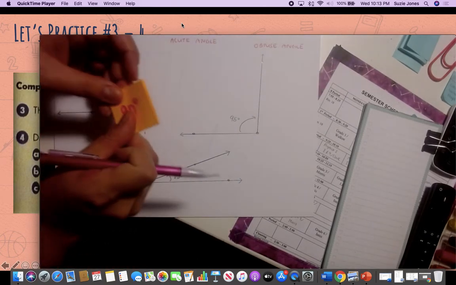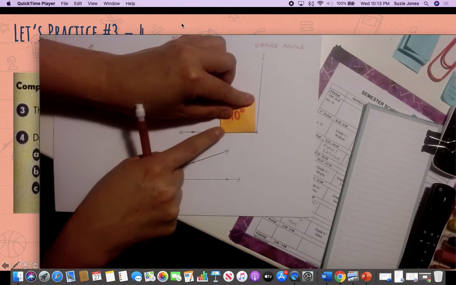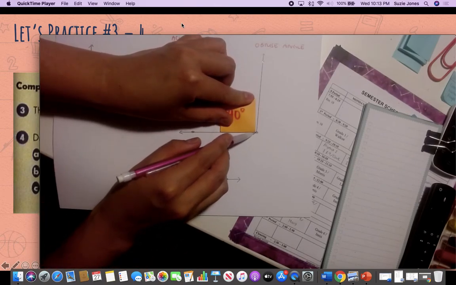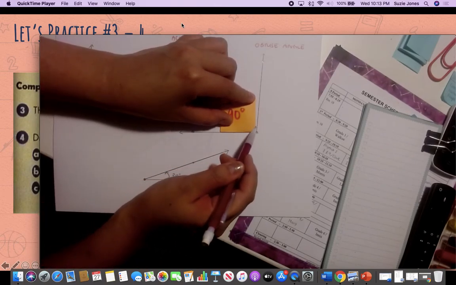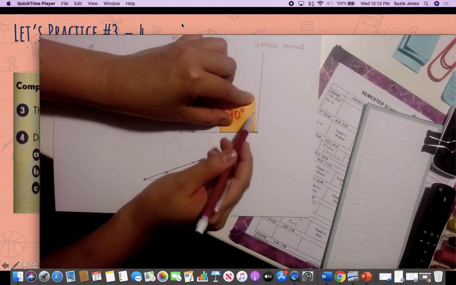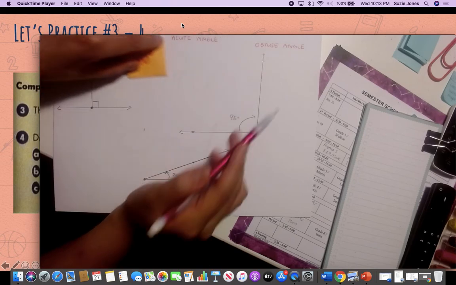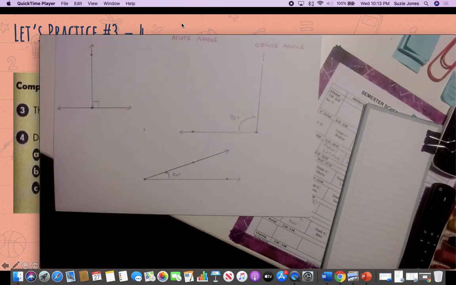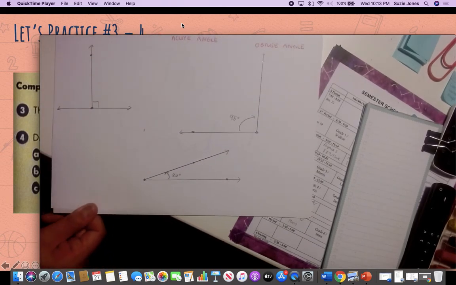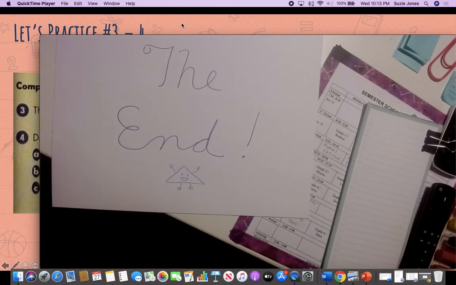And you can double check with your piece of paper. See how this lines up with that, but it goes past that 90 degrees here. It goes past this corner. So it is 95 degrees. All right, well, that's all for today. That's the end.